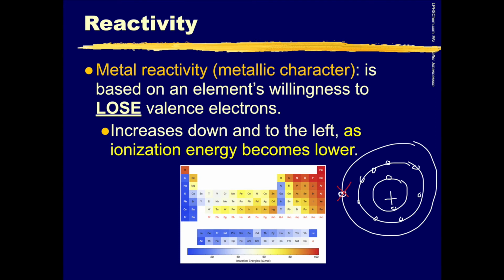So metals are all about wanting to lose their electrons. And the better they are at losing, or the easier it loses it, the more reactive it is. So what we see for the metals is it increases down and to the left because ionization energy is getting lower. And once again, ionization energy is the energy it takes to remove an electron.